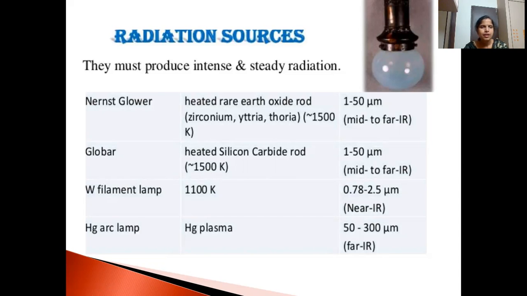Then the GLOBAR. The GLOBAR is a silicon carbide rod, which is heated at around 1500 Kelvin. Same range we observe, 1 to 50 micrometers. Then we can use a tungsten filament at 1100 Kelvin, where we can get only near IR radiations. Then the mercury arc lamp, using mercury plasma, gives 50 to 300 micrometers, which falls in far IR. So these are the various radiation sources we can use for an IR spectrometer: Nernst glower, GLOBAR, tungsten filament or mercury arc lamp.